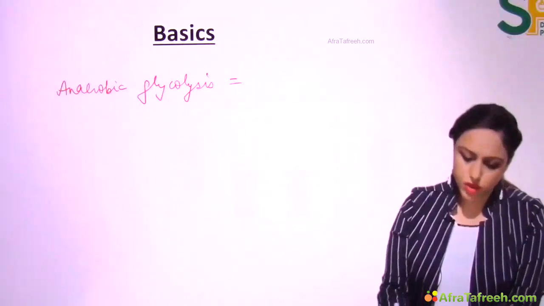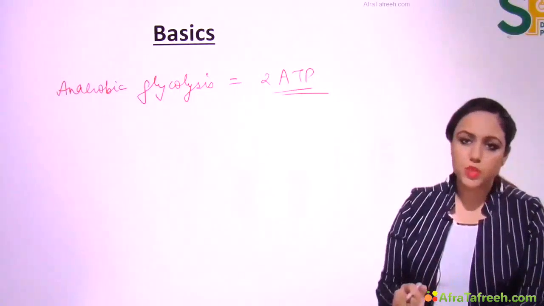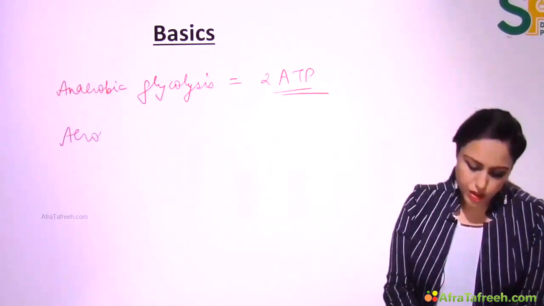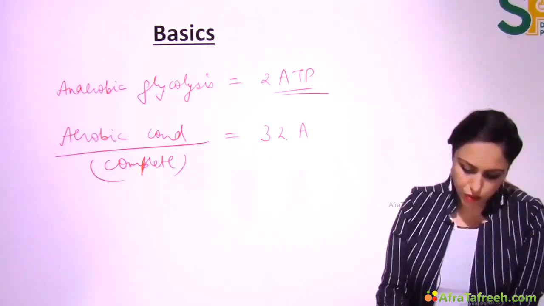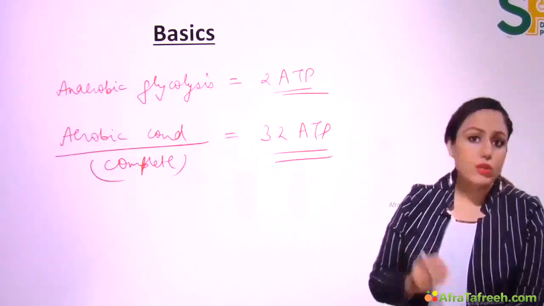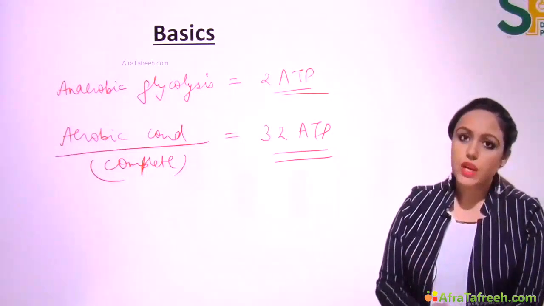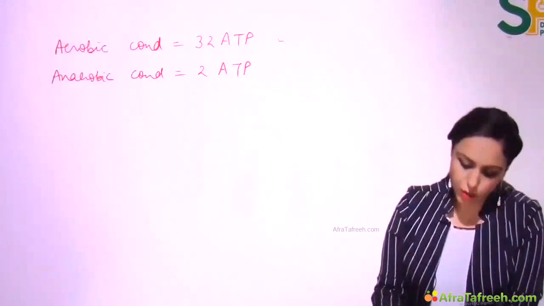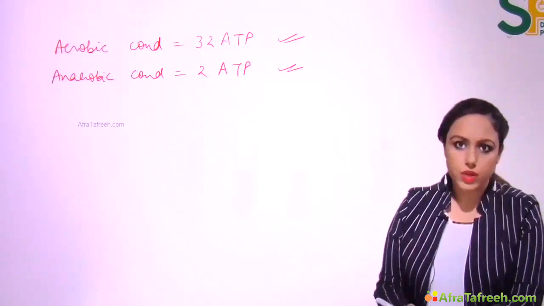In anaerobic glycolysis, from 1 glucose we can obtain 2 ATPs. This is the maximum ATP we can obtain in anaerobic conditions. But you know that in aerobic conditions, the complete breakdown of 1 glucose will give you maximum 32 ATPs. Can you see this difference? In anaerobic condition we can just get 2 ATPs, but in aerobic conditions we can get 32 ATPs.